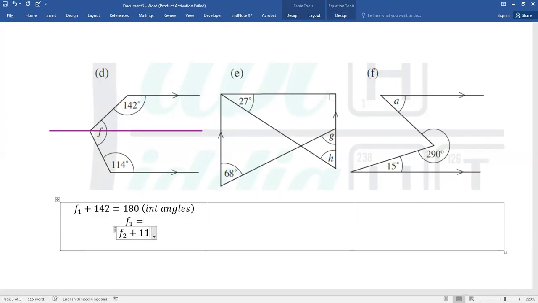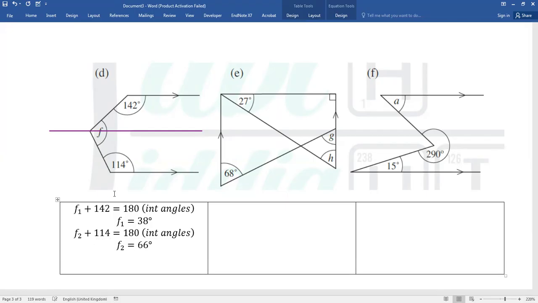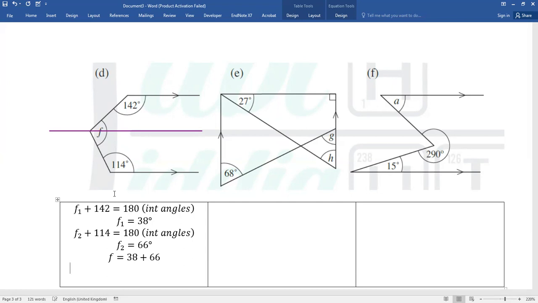38. Similarly, F2 plus 114 is also 180 degrees and the reason is the same. They are interior angles. So the value of F2 is 66. We split F into two: 38 plus 66. So what is the value of F? 104. Is this clear now? Yes, sir.